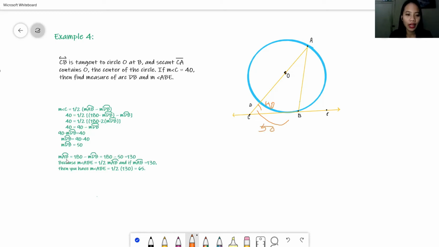Now, let us find the value of arc AB. To find the value of arc AB, let us subtract the value of arc DB, which is 50, from this line segment, which is 180. So 180 minus 50 is equal to 130.